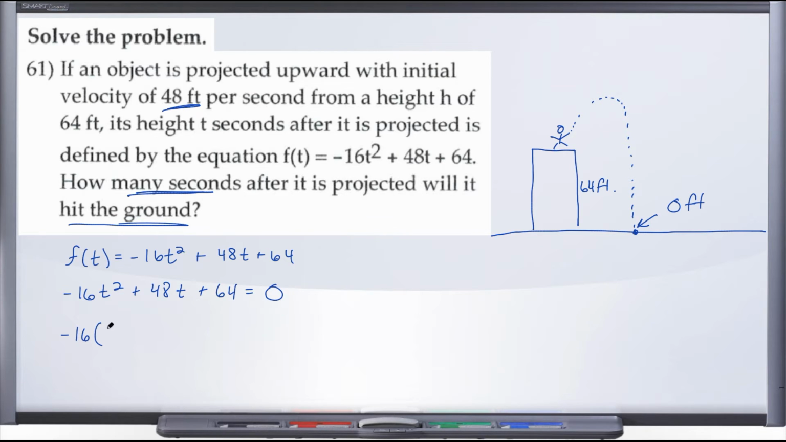And when we do that, now we're left with t squared minus, and 48 divided by 16 gives us 3t. And 64 divided by 16 is going to give us a negative 4.